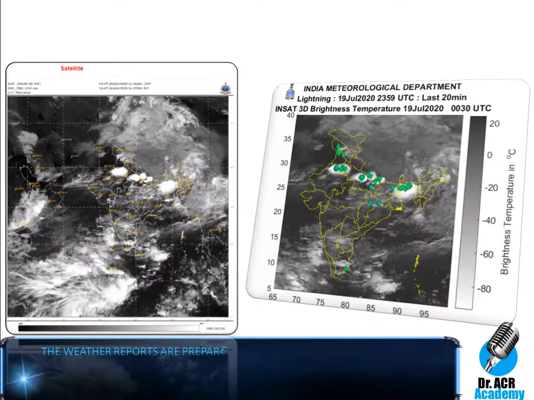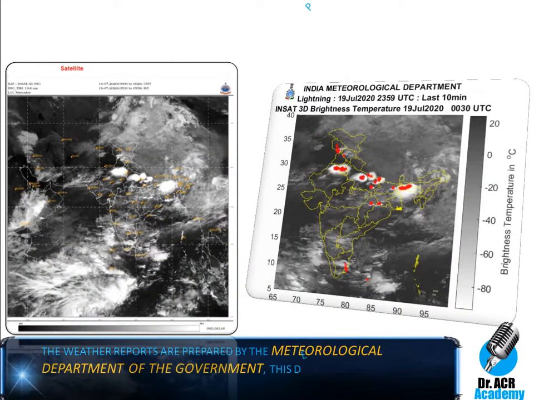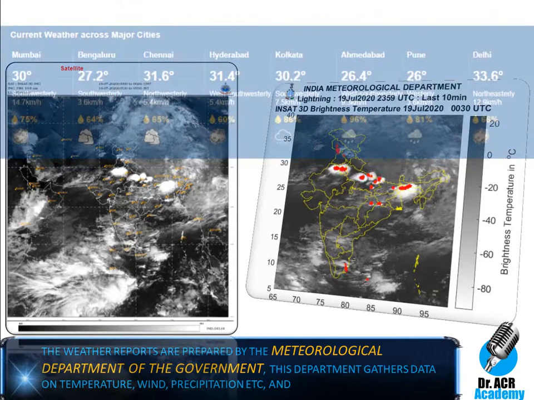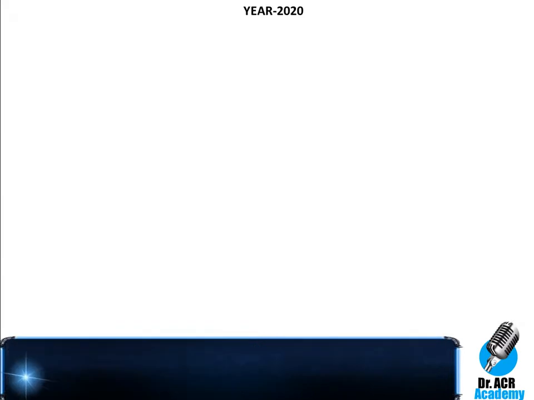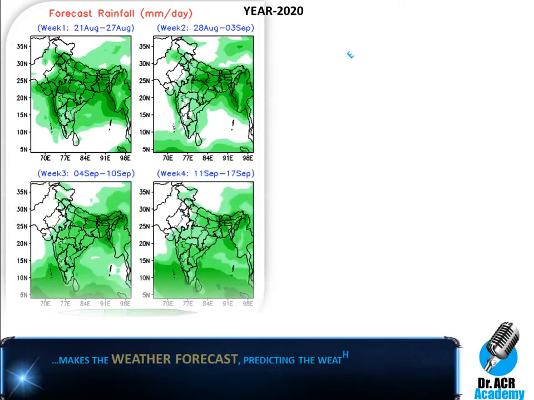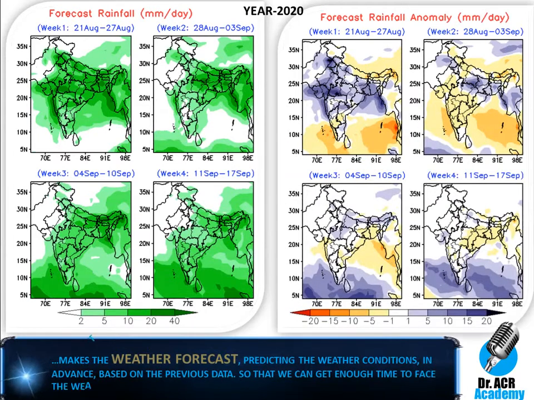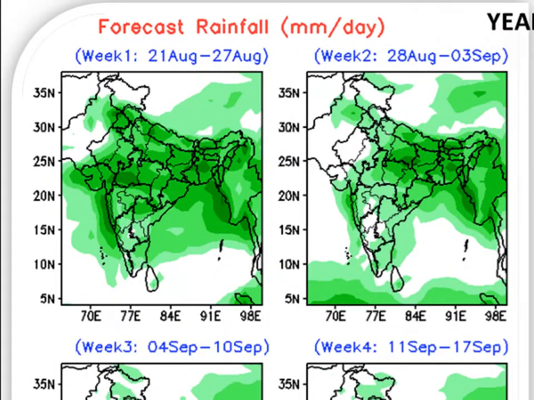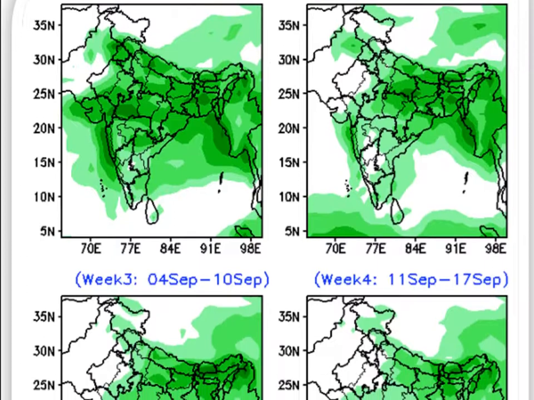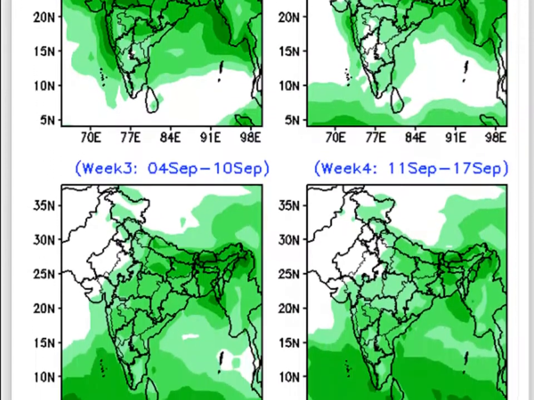The weather reports are prepared by the meteorological department of the government. This department gathers data on temperature, wind, precipitation, etc. and makes the weather forecast, predicting the weather conditions in advance based on the previous data, so that we can get enough time to face the weather challenges. Here you can see two forecast charts prepared by the department for rainfall for the next 4 weeks, which is based on previous data.